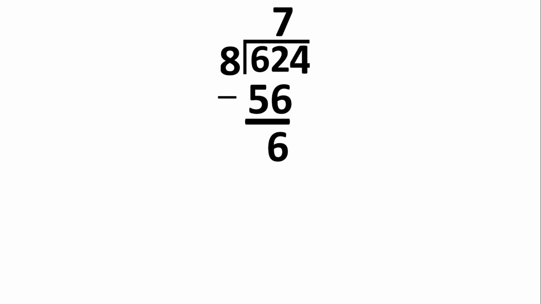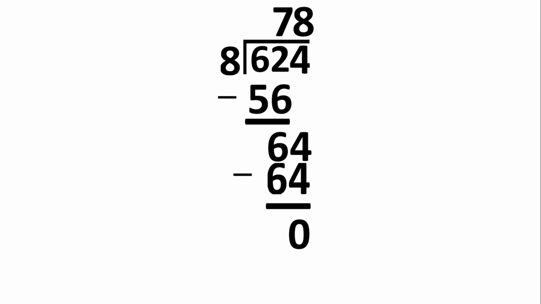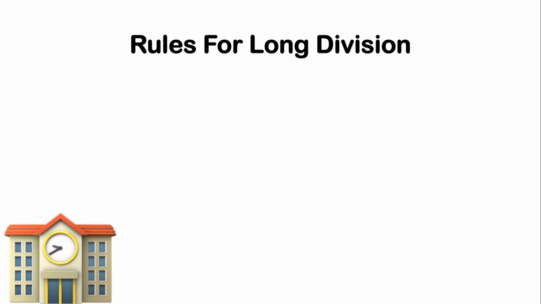Moving on. We bring a copy of the next digit and ask how many 8's will fit into 64. Well, that's exactly 8. So now 8 times 8 equals 64, and 64 minus 64 leaves a remainder of 0. We're done. Now let's see the rules.